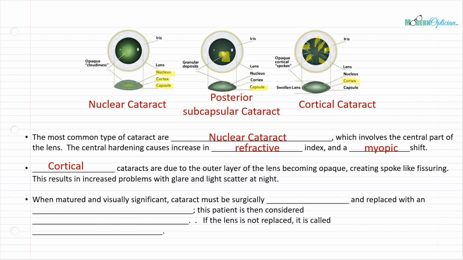Now, when matured and significant, cataracts must be surgically removed and replaced with an intraocular implant. Once the implant has been put in, this patient is considered to be pseudophakic. And if the lens isn't replaced, it's called aphakia. You're not going to see a whole lot of aphakia anymore. The concept of cataracts has been around for hundreds of years, and the knowledge that we have to remove the cataract has been around just as long. However, in early days, the cataract would be removed and then not replaced.